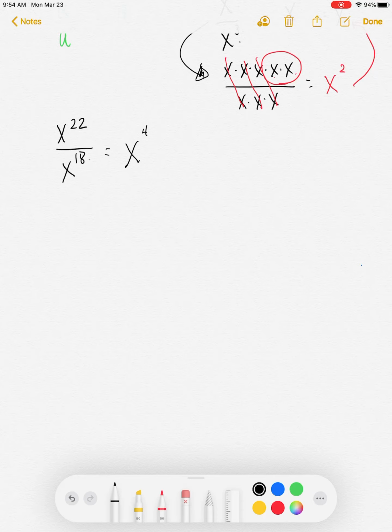What if we reversed it? What if we had x to the 18 divided by x to the 22nd? The property still holds true, even though we have more on the bottom than we do on top. We're still going to subtract. So that would be x raised to the 18 minus 22, which is now negative 4. So x to the negative 4.